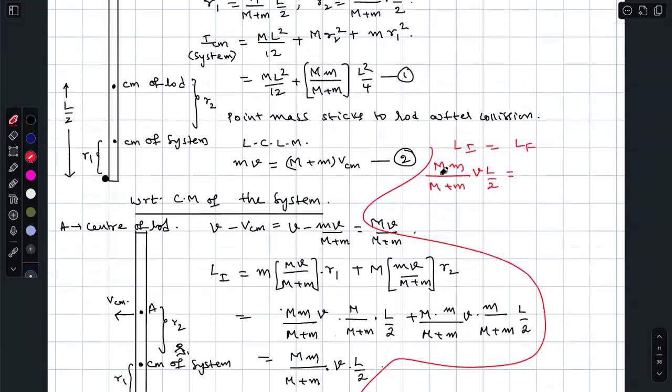Yeah, what is ICM? ML square by 12 plus capital M small m by capital M plus small m L square by 4 times omega. Boys, so that's the deal. So what do you want? Finally, what is it that they want? They want to find the velocity of center of mass.